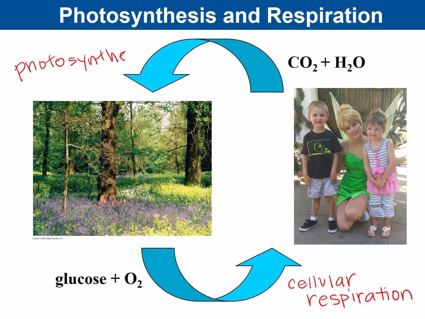And so notice that this ends up being a constant cycle. Photosynthesis takes the carbon dioxide and water and converts it into glucose and oxygen. And then us as animals, we take the glucose and oxygen, we do cellular respiration, and as a byproduct, we make carbon dioxide and water. And then plants do photosynthesis, and the cycle continues over and over again.